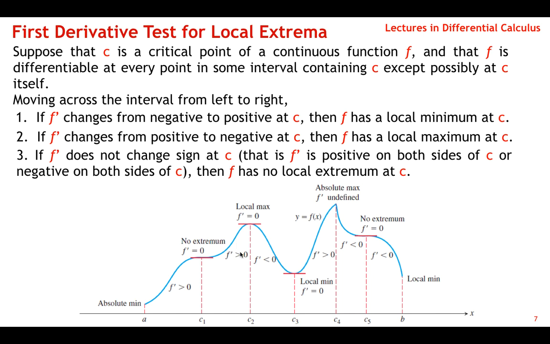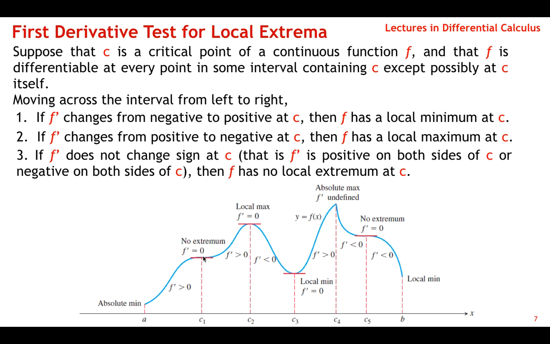The third statement says that if the sign does not change, like at the C1 point, there is a critical point here, but on the left side the slope is positive, and on the right side also the slope is positive. So the sign of the slope does not change, so this point cannot be an extremum. There is no maxima or minima at this point. So to find local maxima or local minima, you can check how the first derivative sign changes to the left or right of that point.